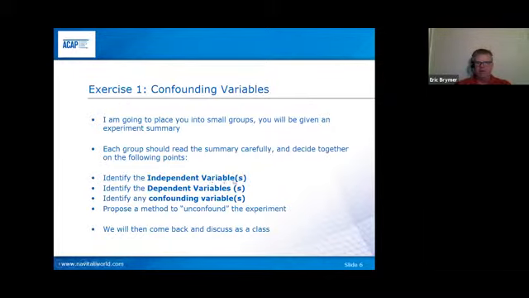Now what I want you to do is go through it, and we'll see if you can work out what the independent variable or variables are, what the dependent ones are, what the confounding ones might be, and then to come up with some kind of method to minimize the effect of the confounding variables, or even to unconfound the experiment. Then we'll get back together and discuss how well you did. Does that make sense? I'm going to stop sharing now. Any questions before I put you into rooms?